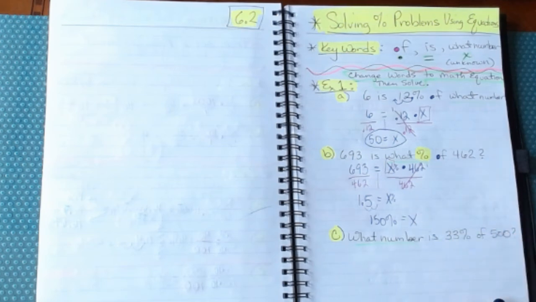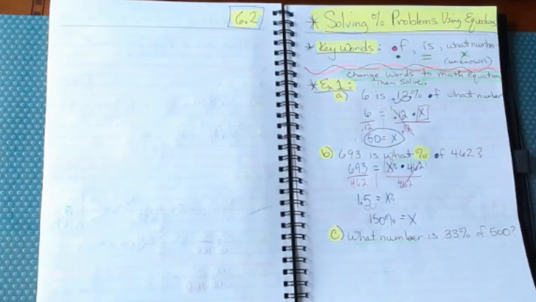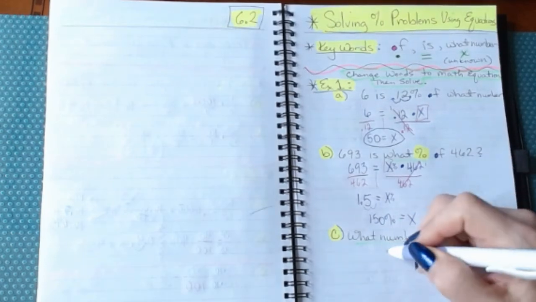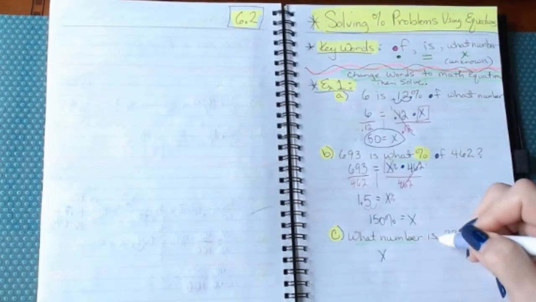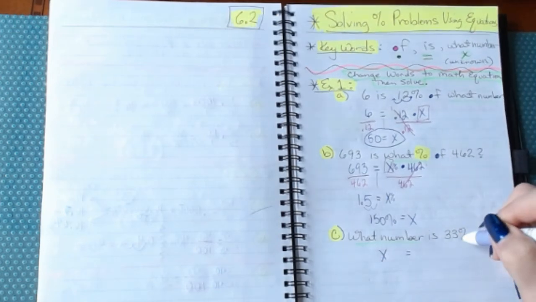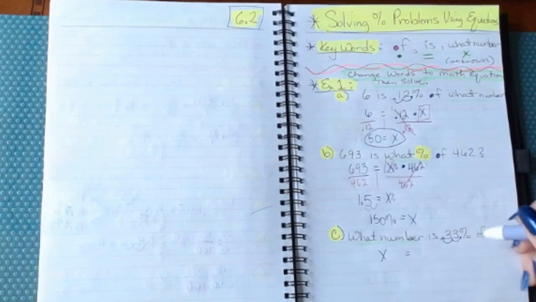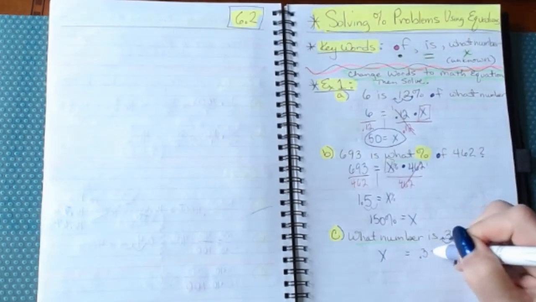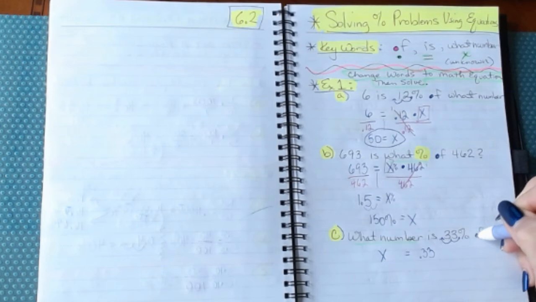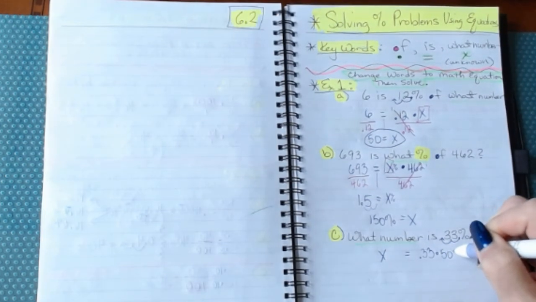Okay, so be really careful with percentages too. A lot of people get confused when they get over 100%. It can happen. All right, let's knock out this last one now. So we see what number, so X, that's our unknown, is equals 33%. There's my decimal, move my decimal 2 places to the left. So 33% is 0.33 of, well, that means times 500 comes down.